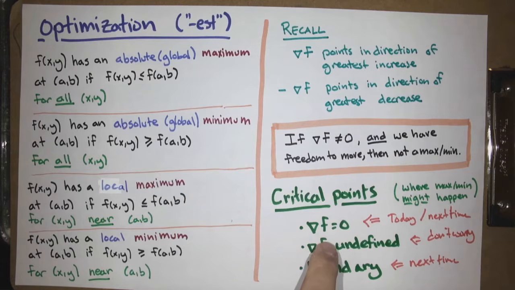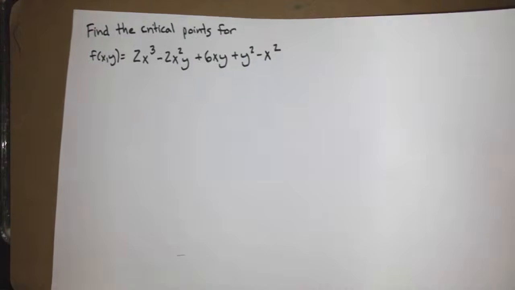So we're going to focus today where the gradient is 0. That's our goal. So when we talk about critical points, really we're saying, hey, let's figure out where the gradient is 0. Any questions on that? All right, let's try this out.